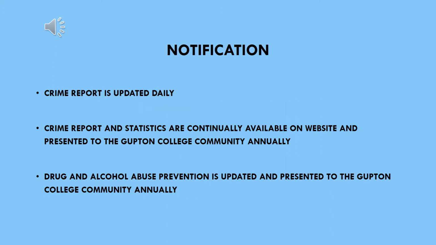The Gupton College Crime Report is updated daily by the college librarian. The crime statistics are provided to the TBI on a monthly basis. These statistics are continually available on the college website, also found under glass in the student lounge, as well as in the college library. The campus security program, as well as the drug and alcohol prevention plan, is presented to all new students during orientation and again to the entire campus community on an annual basis.